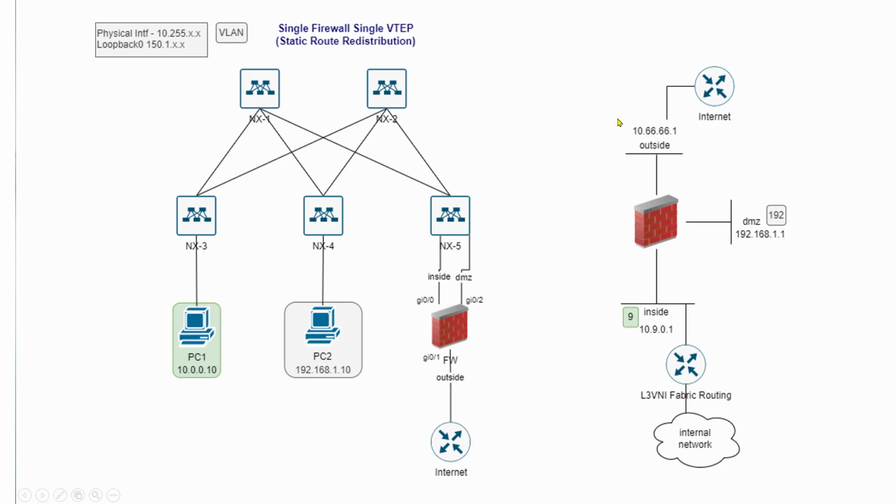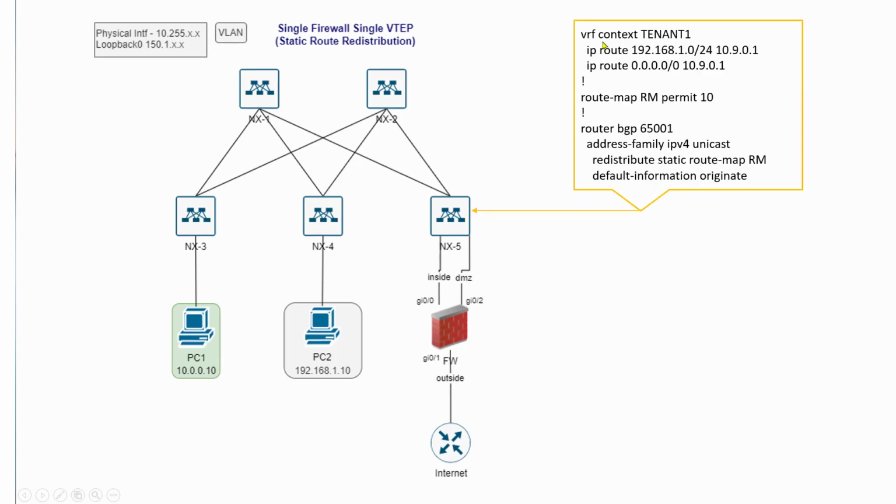And so the key configuration here would be this right here, which is on Nexus 5. And you can see there's the routes that we put. So 192.168.1 is the DMZ. And then we're pointing it to 10.9.0.1, which is the gig 0/0. That's the IP address that's right here. Then we're saying for the default route, also go to the inside interface. And then we have a route map that permits everything.